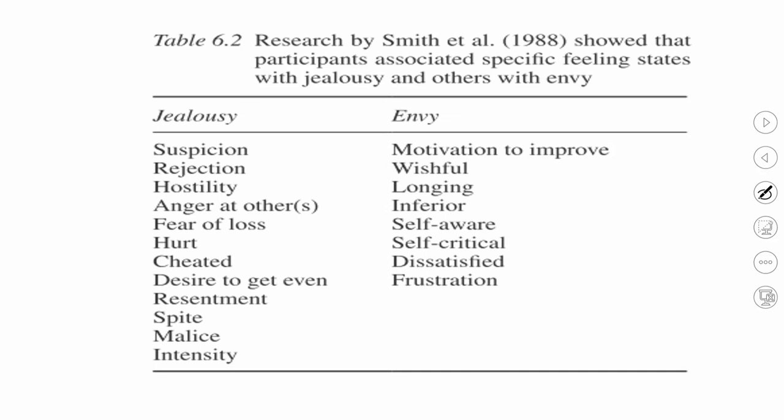Smith et al., 1988, showed that participants associated different feelings with each of these emotions. For jealousy, people reported that they also experience suspicion, rejection, hostility, anger, fear of loss, hurt, feeling cheated, desire to get even, resentment, spite, malice, intensity and so on. So, these are the different emotions they reported in the context of jealousy.